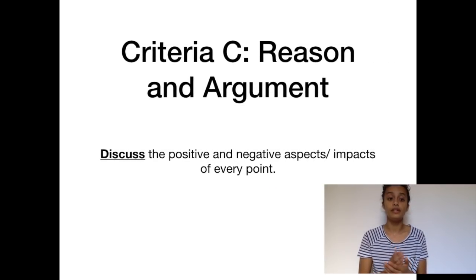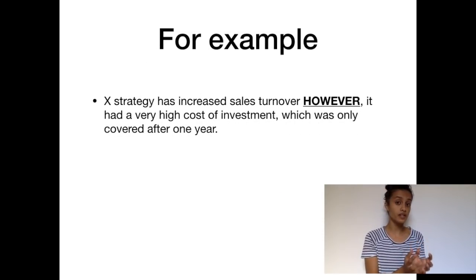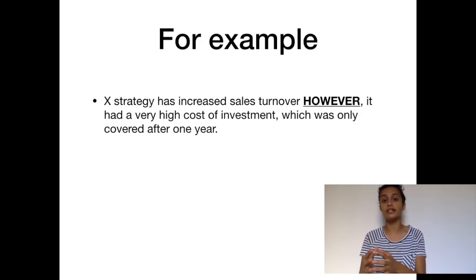Criteria C, reason and argument. So basically, for each of the points that you make in your CUEGIS essay, in your bodies, you need to have a balanced judgment, and you need to look at every point from 2 perspectives. For example, if you're talking about a specific strategy, you might want to talk about the positive aspects of the strategy, so the positive impacts that this strategy had on the business, and also the negative impact that it had on the business, its limitations, etc.